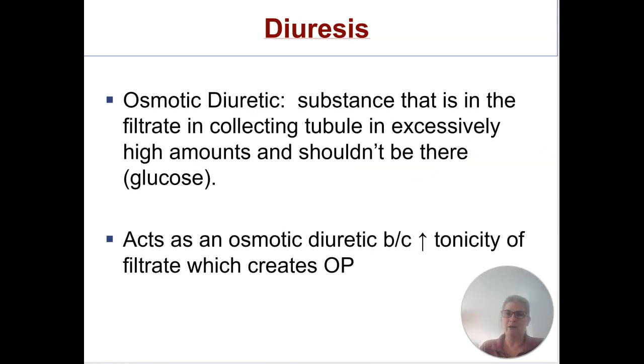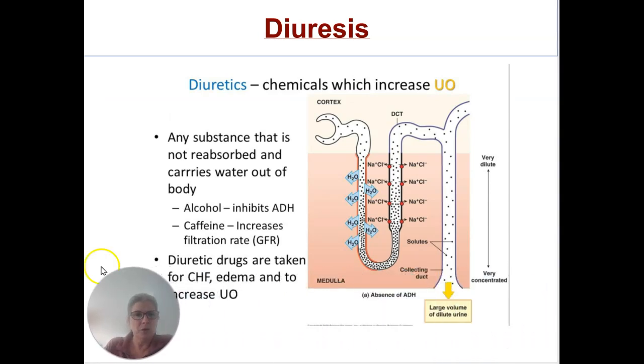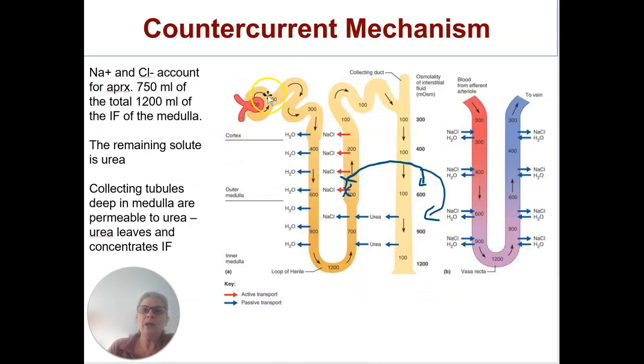An osmotic diuretic is something that creates osmotic pressure. So it's something in the filtrate that's not supposed to be there. It's normally not there. And a good example is glucose. And so what happens is if you were to have more glucose in your filtrate, so actually let me show you, let's go back to just the general nephron picture here. We know that in the PCT, all that glucose is supposed to leave. It's supposed to be reabsorbed and go back into the blood.